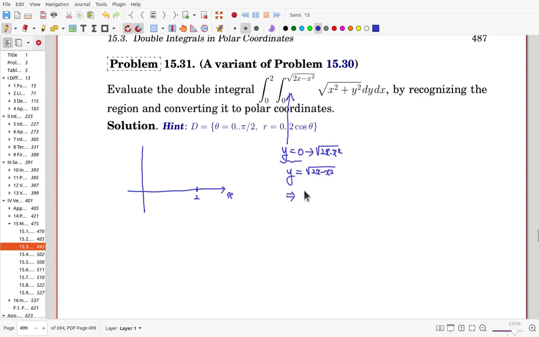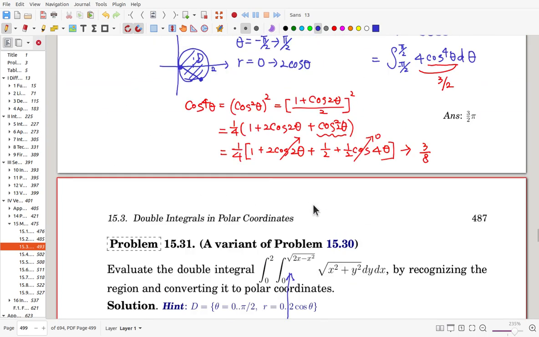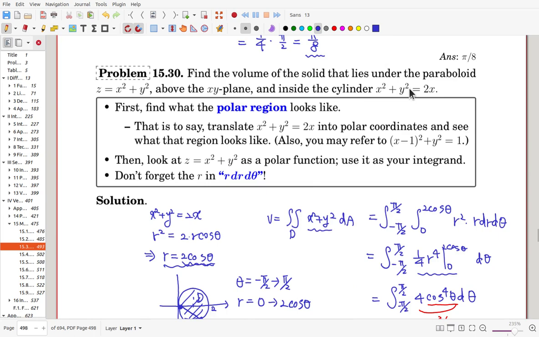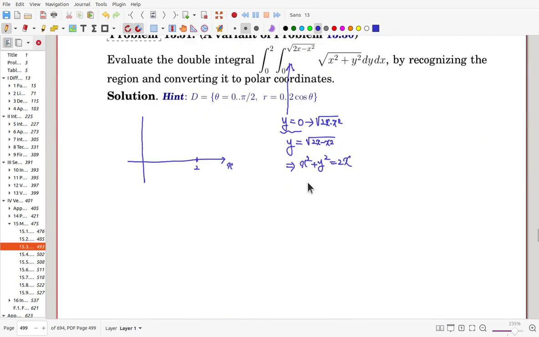Square both sides, then move this term to the other side, and we get x squared plus y squared equals 2x. This problem is a variant of the problem here. That one is exactly this circle, but for this one y must be non-negative, so we have only half of that upper portion.